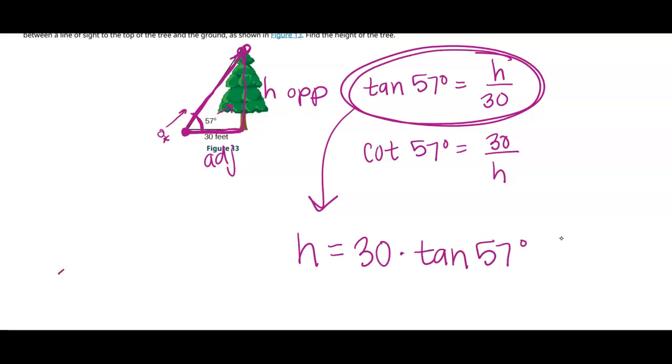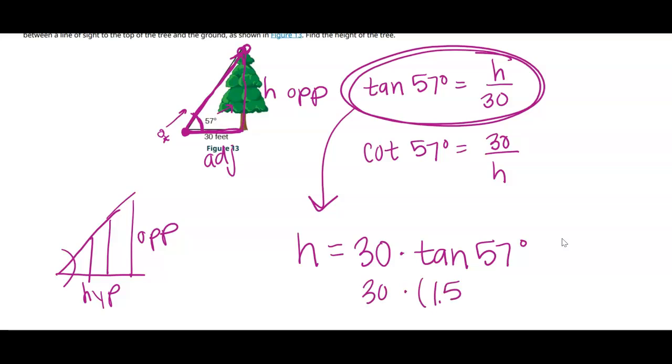Now, all triangles with angles of 57 degrees have the same opposite over adjacent ratio. So I just need to go figure out what that ratio is. Back in the olden days, for lack of a better way to say it, you used to have to actually go to a table and figure out what it is, but we can use our calculator.